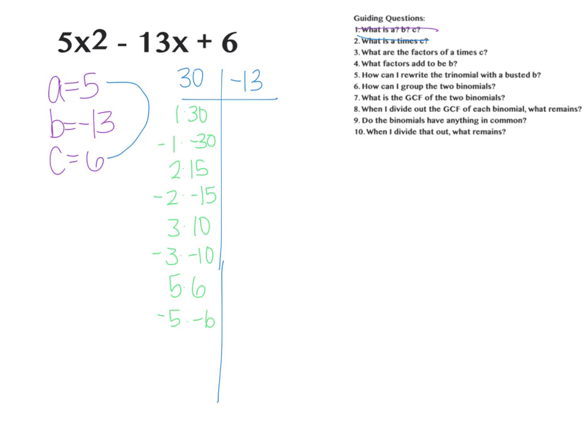So now I'm looking for what factors add to be that B value. So when I add them together, 1 plus 30 is 31. That's not it. I'm looking for negative 13.